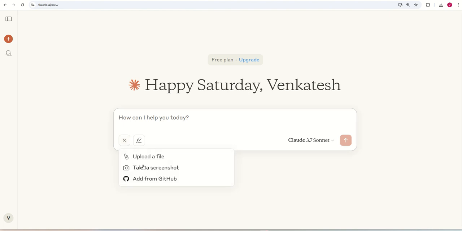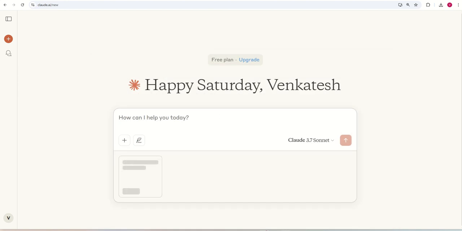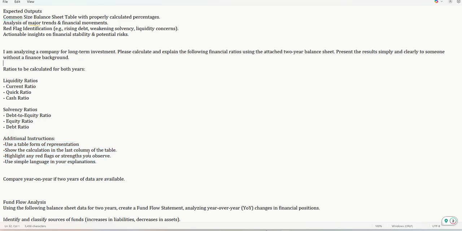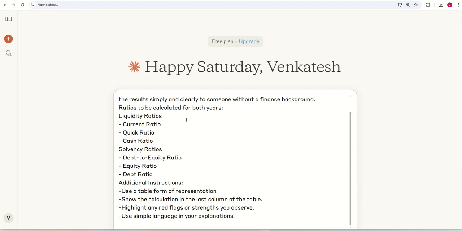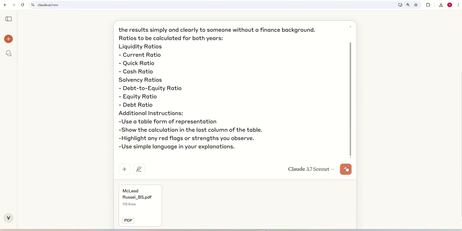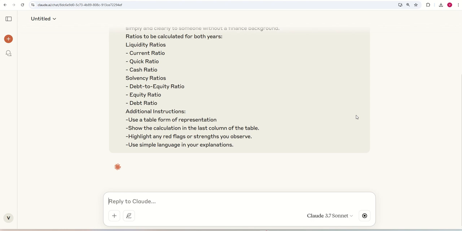So I'm going to attach this balance sheet and this prompt. No worries, all this prompt, I'll be updating the prompt library and I'll upload in my website soon. For the moment, focus on the procedure and output it gives in this video.